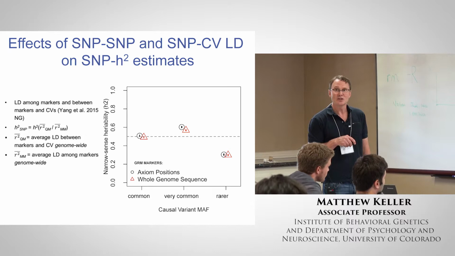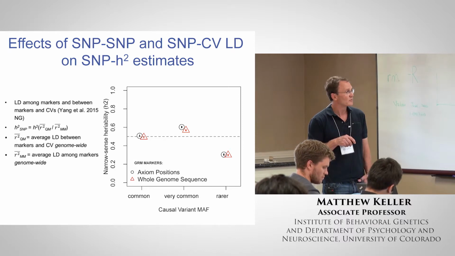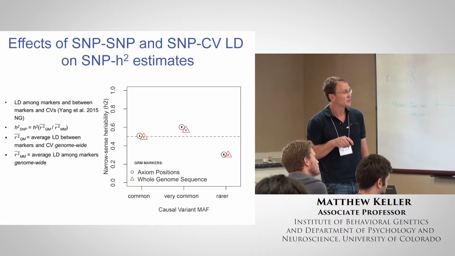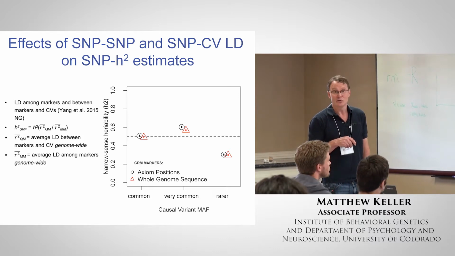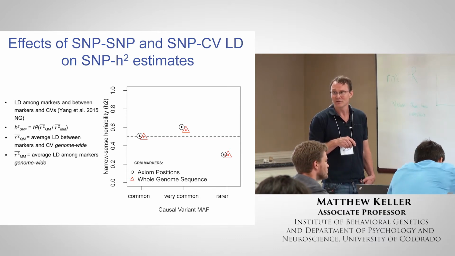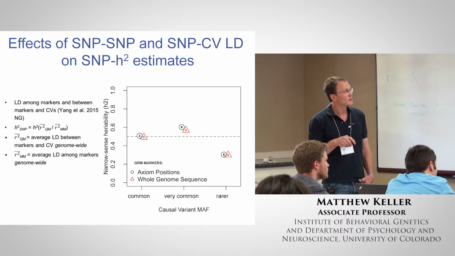So if the causal variants are rarer than the markers, R squared QM will be lower than R squared MM, and therefore that ratio will be less than 1. Therefore, we'll be getting an underestimate of the heritability. If, on the other hand, it's the reverse, and the causal variants are more common than the markers, then the causal variants are actually being tagged better on average than the markers are among themselves. And so R squared QM over R squared MM will be greater than 1, and we'll get an overestimate.